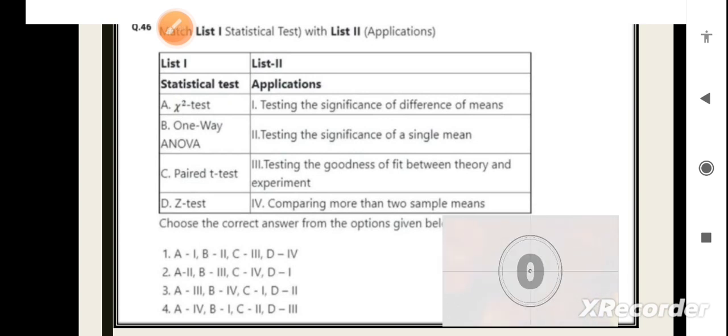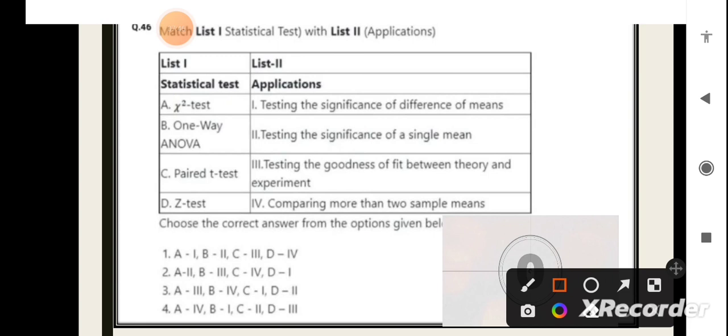So here our correct option will be option third, that is the chi-square test is used for testing the goodness of fit. The one-way ANOVA is used for comparing means which are more than one. Paired t-test is used for testing the significance of differences of mean, and z-test is used for testing the significance of a single mean.